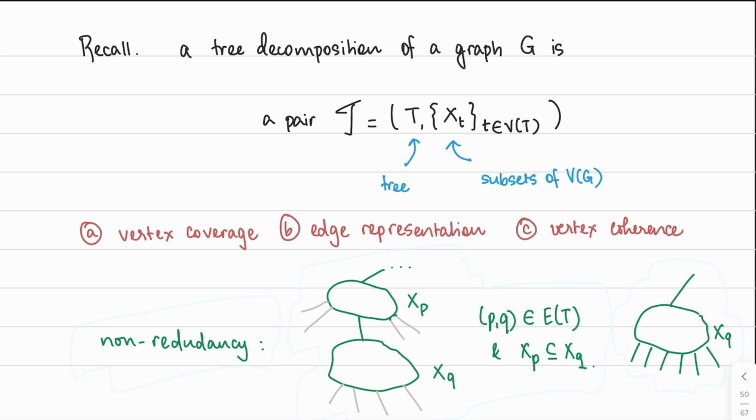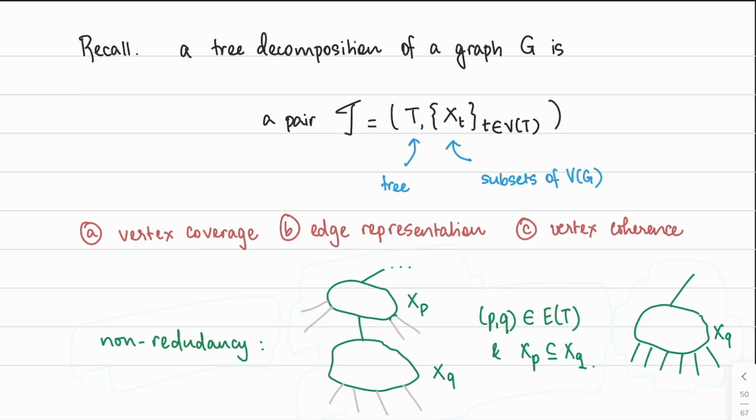Now, notice that in this new tree decomposition, we still satisfy all the three properties from before. The fact that you have vertex coverage and edge representation is abundantly clear because XP only had those vertices which were already present in XQ. So by deleting XP, no harm done on either of those fronts. When it comes to vertex coherence, you have to look at what happened to the structure of the tree. Notice that we did not do any major reorganization of the tree. It's almost the same as before, except that this edge basically got folded in, and everything that was seeing XP before is now going to see XQ instead.